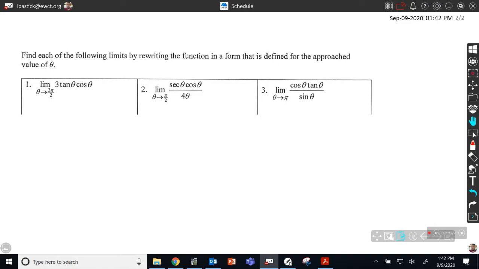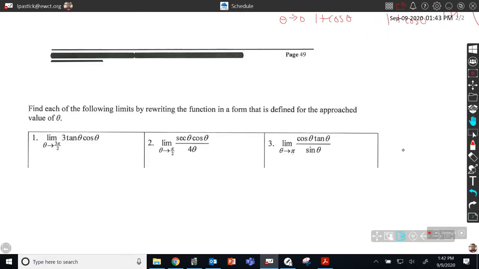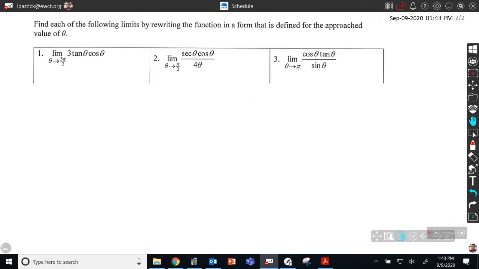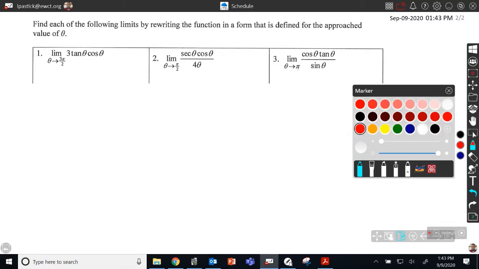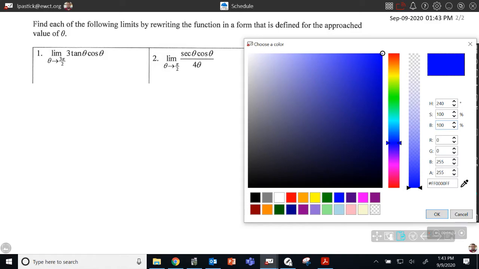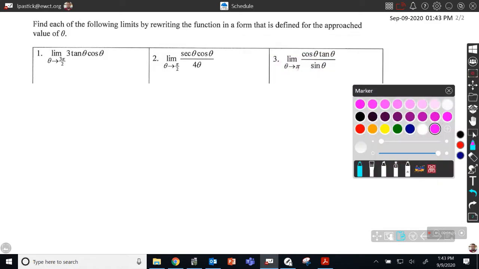Oh, and we're on the next page. So this should be page 50 in your notes, the top 3 examples. And we're going to do the same type of deal. So let's see what we can come up with. Let me get a pretty color first. Okay, now we're ready.